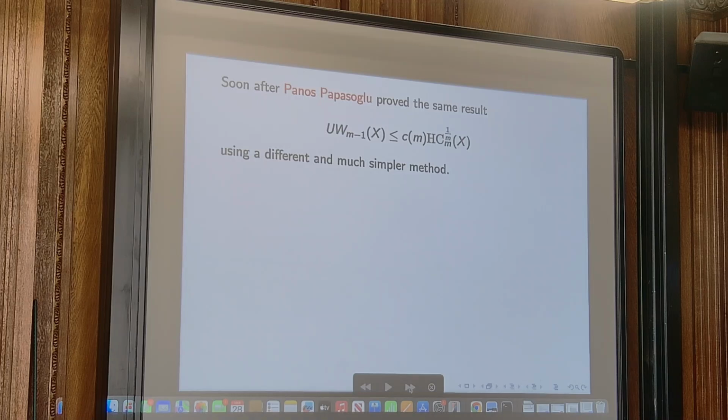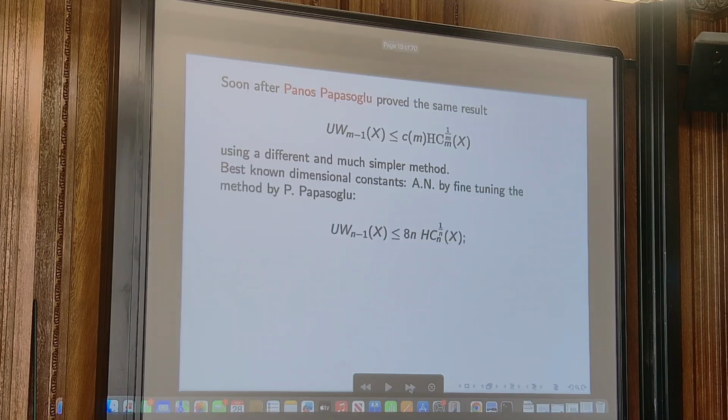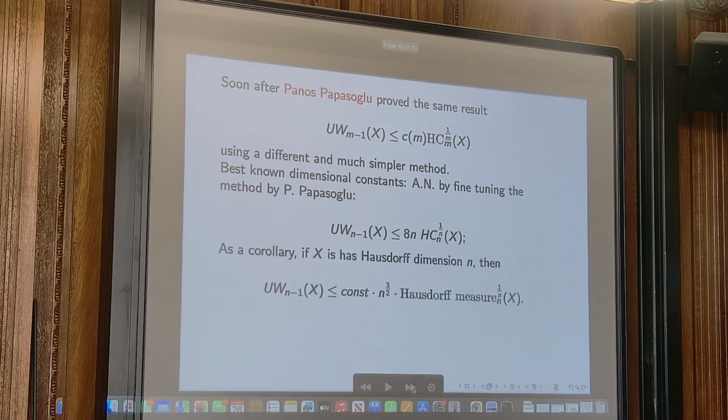And as I noticed reading Panos's paper, in his paper he didn't care about this constant C(m). But it was clear that his method, even as is, gives better bounds than all the more complicated proofs used so far in this area. Reading this paper, I noticed that by fine-tuning it, changing some small things here and there, one could come up with a very nicely looking constant in this theorem: the Urysohn width n minus 1 is at most 8n times the Hausdorff content to the power 1 over n.